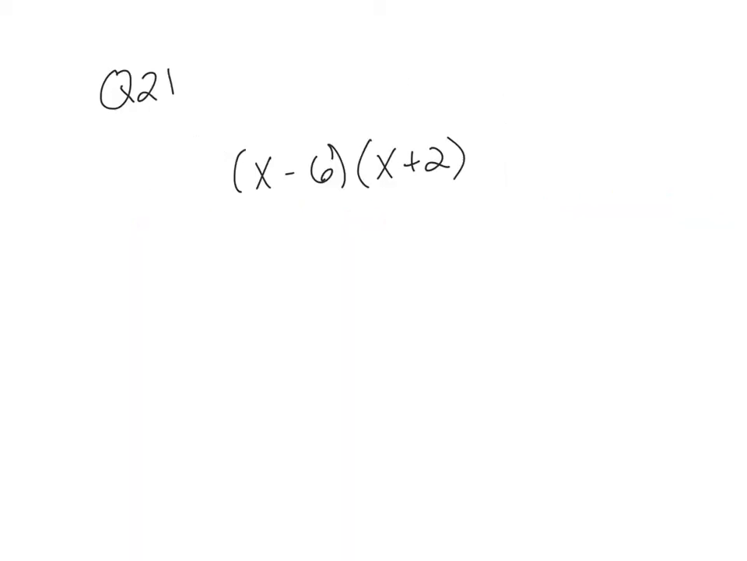Question 21 asks us to use FOIL to multiply. It's important to know what the word FOIL represents. So FOIL means first, outer, inner, and last. So if we notice, this is FOIL.